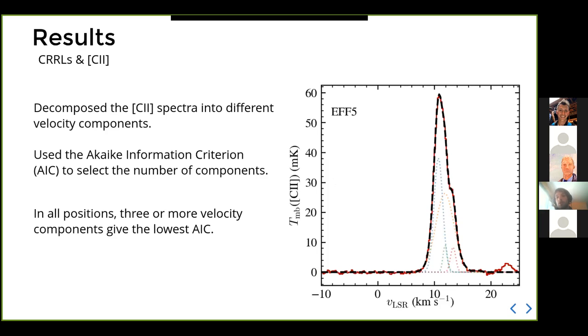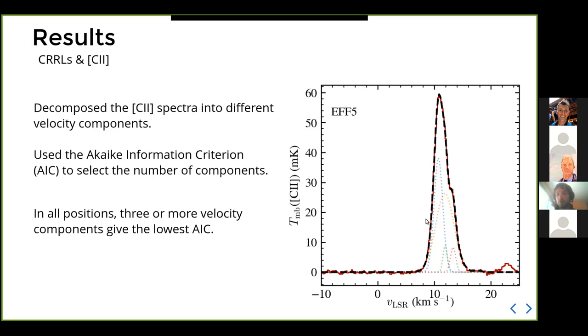Just decomposing it into multiple Gaussian profiles using the Akaike information criterion to select the number of velocity components. This criterion would tell us what's the best model from the set of models tested, but it does not guarantee that this is the actual best model, right? It only discriminates between the ones we try. And what we find is that for all the C+ line profiles, we require three or more velocity components.